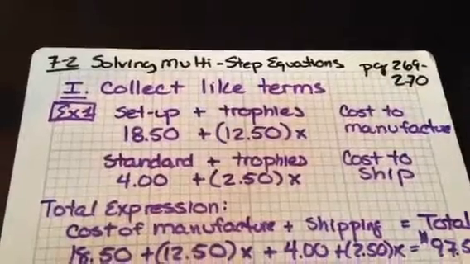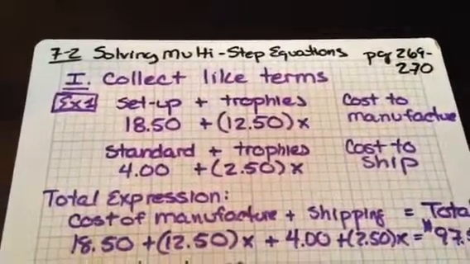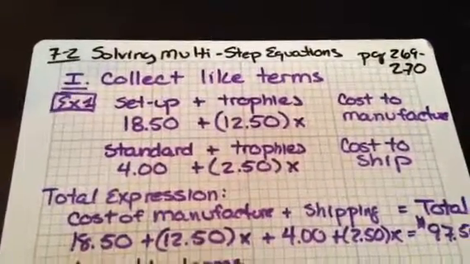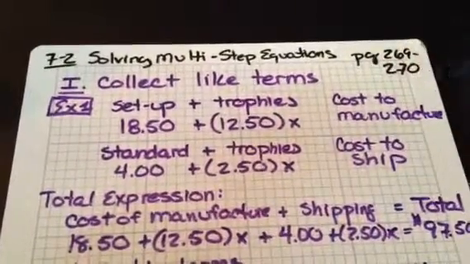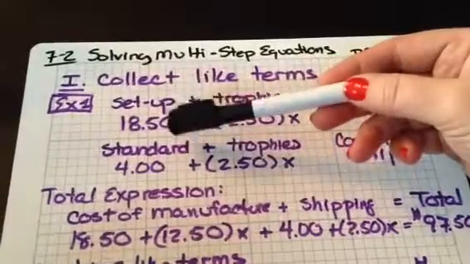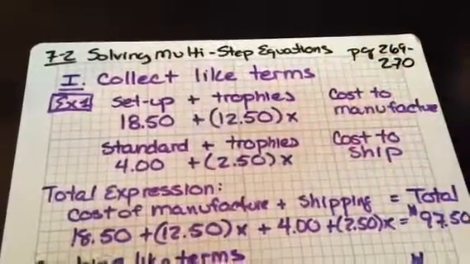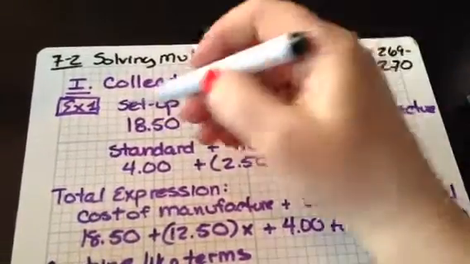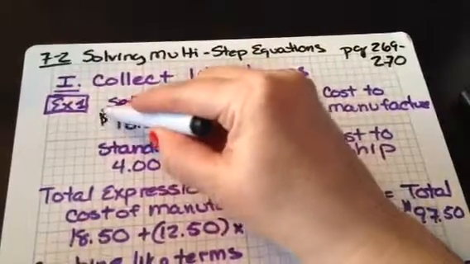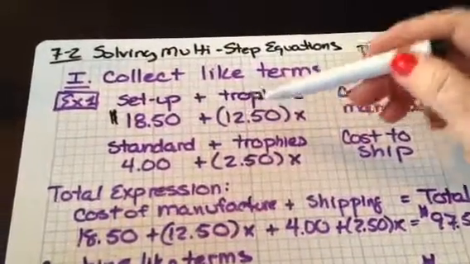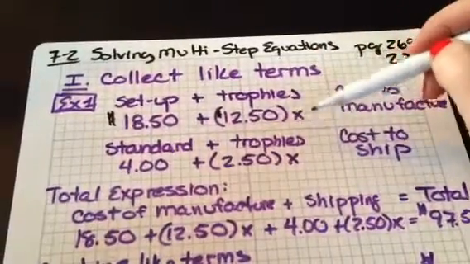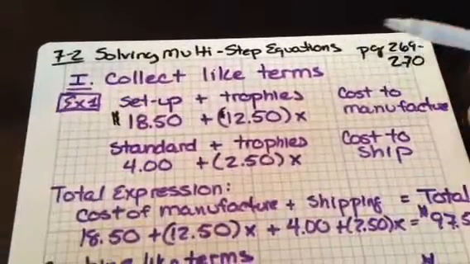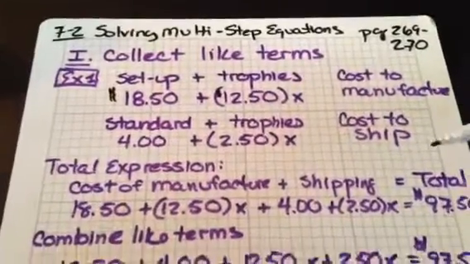So in our first example, we have a club that is ordering some trophies. And I think they even used this same example earlier in the semester. Now when they order the trophies, there is a setup fee that they have to pay of $18.50. All right. Then they need to pay $12.50 for each trophy that they order. So they're ordering X number of trophies. That's how much it costs to actually make everything.